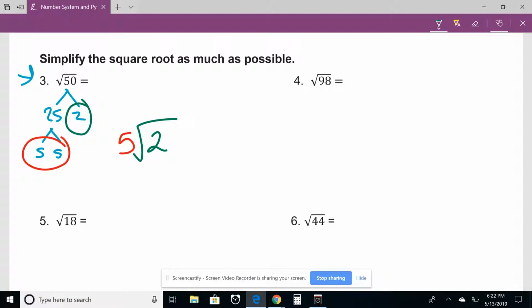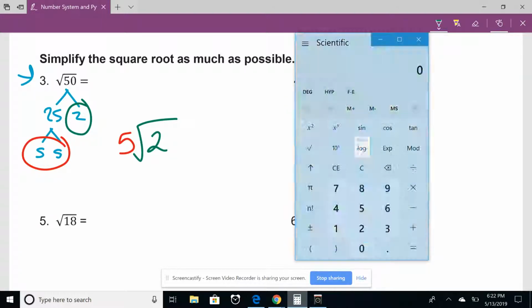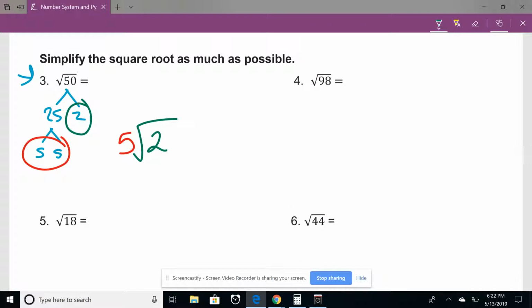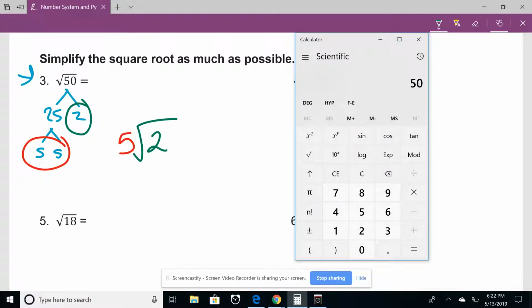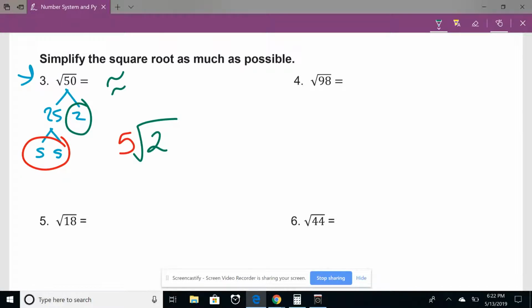Now let's check that in our calculator. Okay, the square root of 50 is about 7.07. Now if I do 5 times radical 2, I get the same exact thing. So this is about 7.07. But this is the simplified version of my radical.